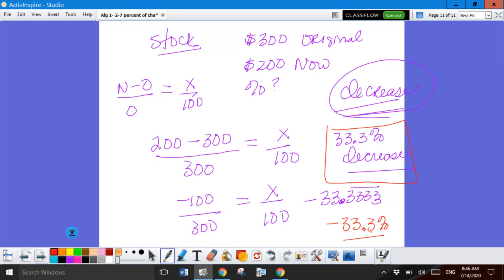Now, there's also a foldable that goes along with this. You might want to take a look at that. It has some formulas and some examples on the sales tax pieces if you're still struggling with that.